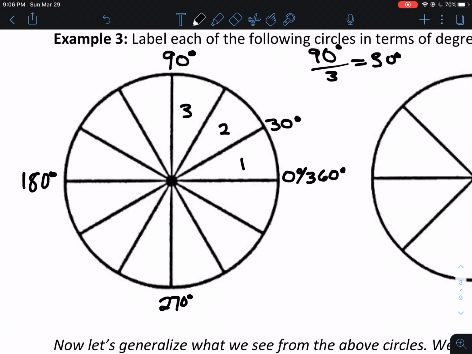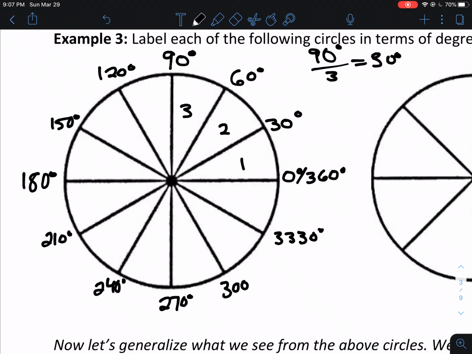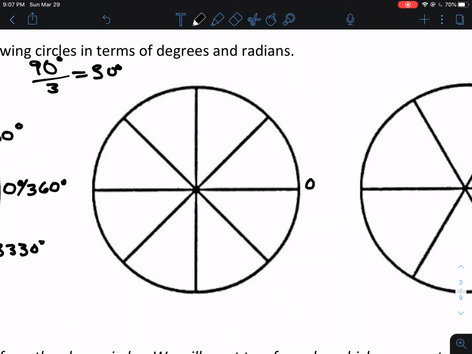So this would be 30 degrees, add another 30, would be 60 degrees, add another 30, and we get to 90. And then if you continue to add by 30 degrees, what you'll find is that the other angles kind of fall into line. So 180, 210, 240, 270, 300, and 330. And make sure that you're drawing in those degree symbols all the way throughout. Let's go and do the other 2 circles in degrees, and then we can come back and talk about radians. So the next circle, we'll do kind of the same thing.